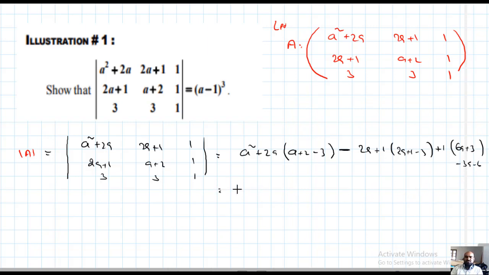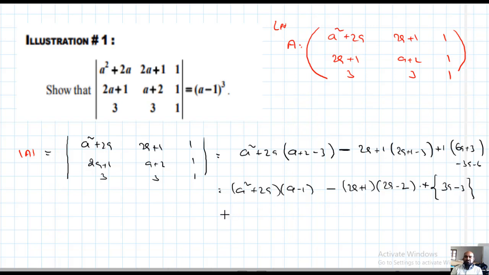Now I want to simplify this, students. A square plus 2A into A minus 1, minus 2A plus 1 into 2A minus 2, plus 6A plus 3 into, I will write here minus, so here we will get minus 3A plus 6. I think I made a mistake here actually, so plus 6A minus 3A, 3A minus 3.